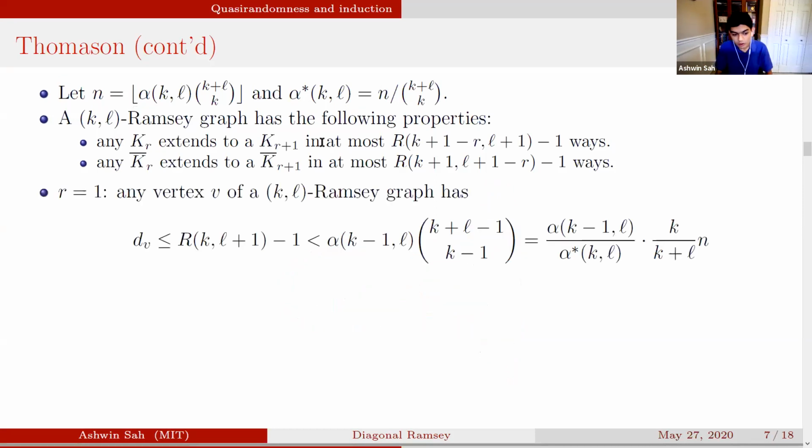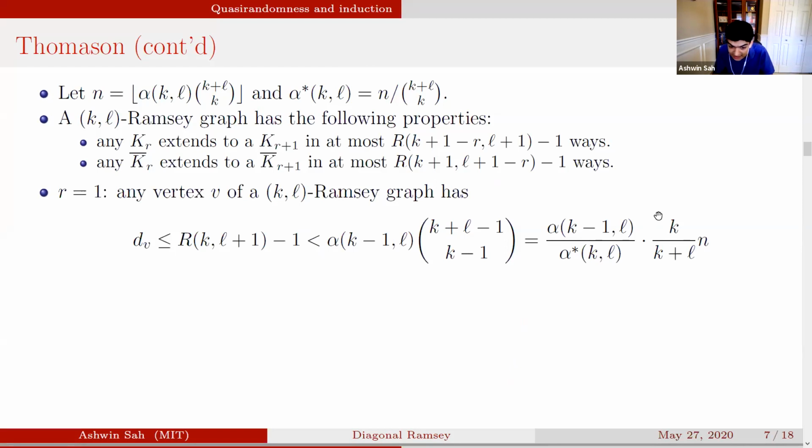More explicitly, within this framework of induction that Thomason sets up, for any vertex using this r equals 1 property, we have its degree, which I'll denote by d_v, is at most this value. And by the inductive hypothesis that we're assuming, we know that this Ramsey number is upper bounded by its corresponding alpha times (k plus l minus 1 choose k minus 1). If we work out what that equals using what we know about n and alpha star, we can see that it is strictly upper bounded by this value.